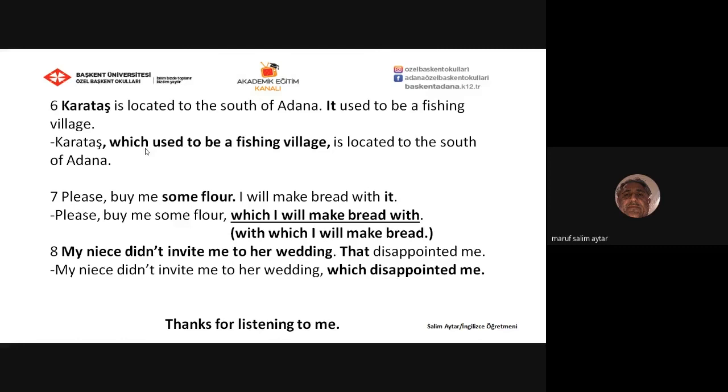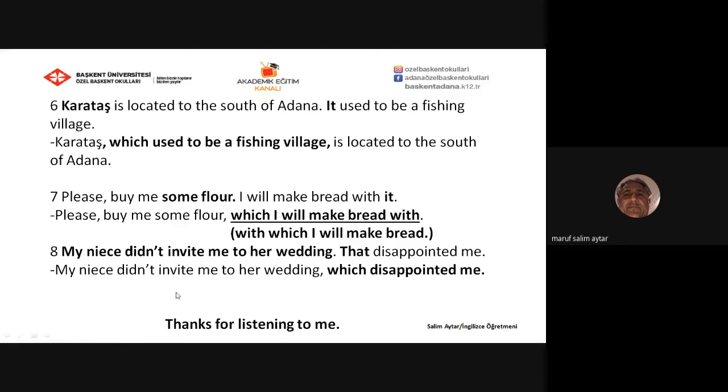Karataş, which used to be a fishing village, see, it must be put into commas, is located to the south of Adana. Please buy me some flour. Flour, like the general concept of milk, school, okay? Please buy me some flour, which I will make bread with, or with which I will make bread.